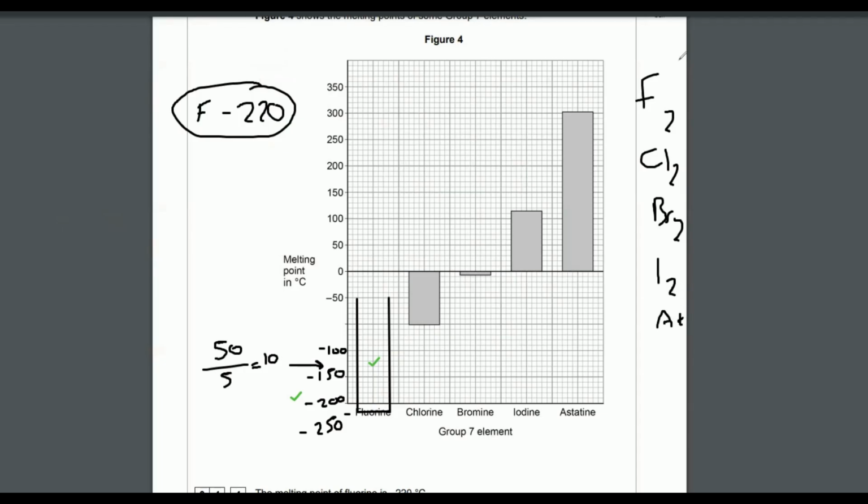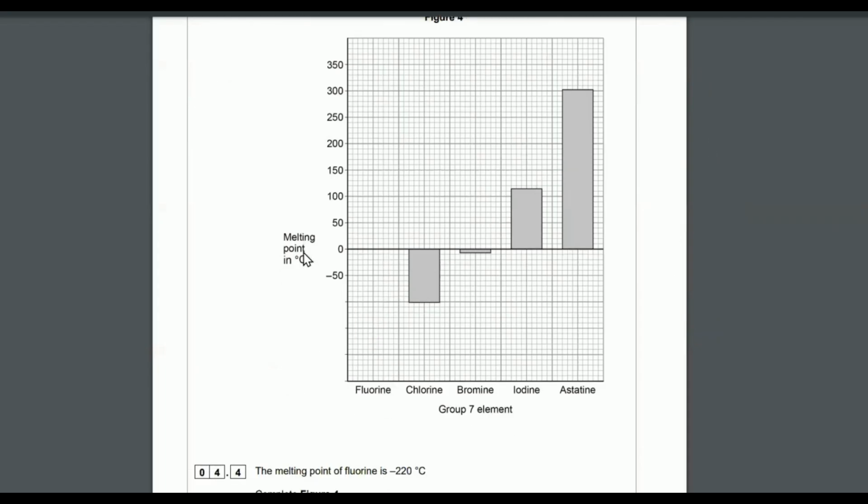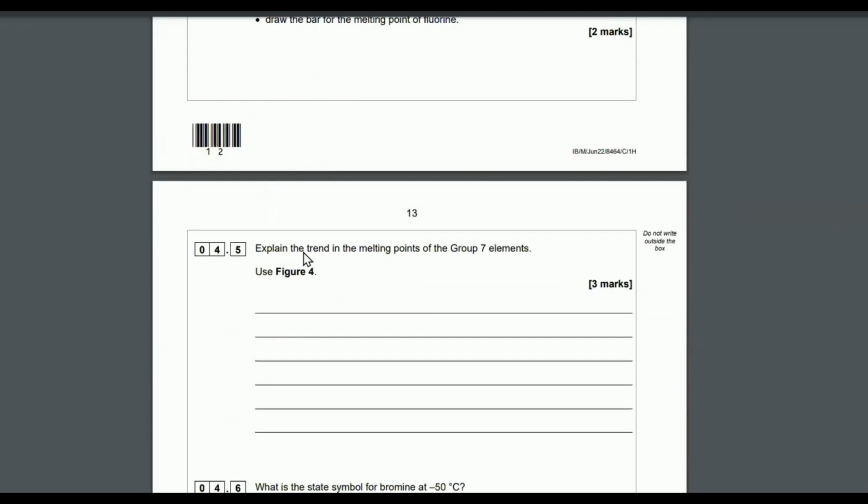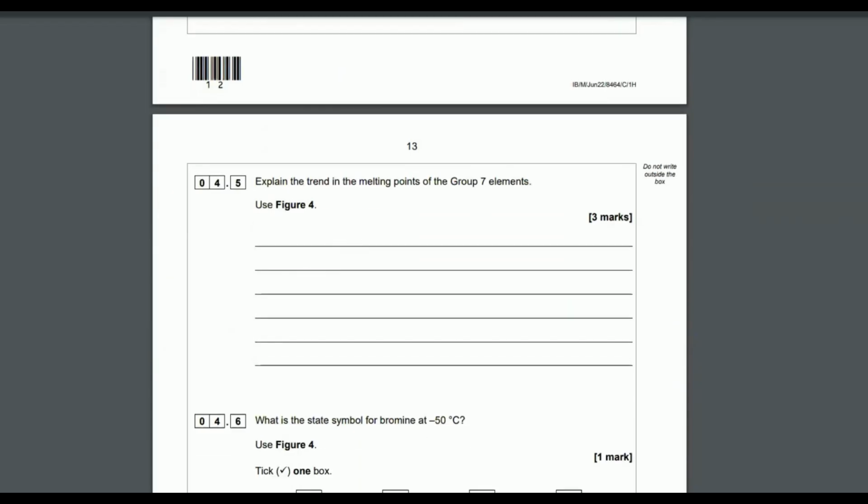Now, as you go down that group, you can see the melting points or boiling points go up. So as you go down the group from fluorine down to astatine, the melting or boiling points go up. Why is that? Well, let's take a little look as to why that happens. You're going to get 1 mark for describing it. So explain the trend in the melting points of group 7. They haven't told us what the trend is, so you know one of these 3 marks is for just saying the trend.